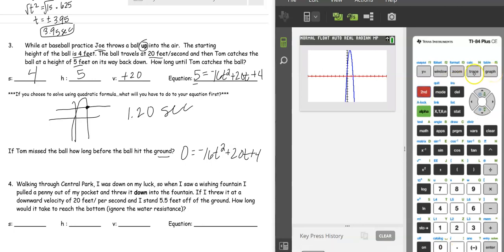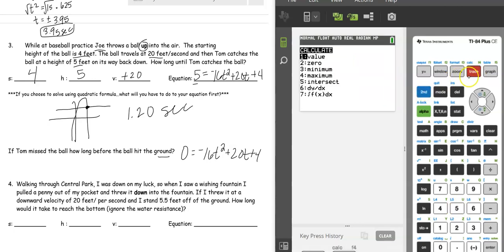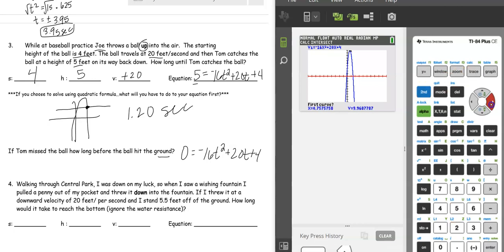So now you do second trace 5, enter, enter, enter. Oh, that's the wrong one. Second trace 5, arrow over to our second intersection, and it would take 1.43 seconds for the ball to hit the ground.